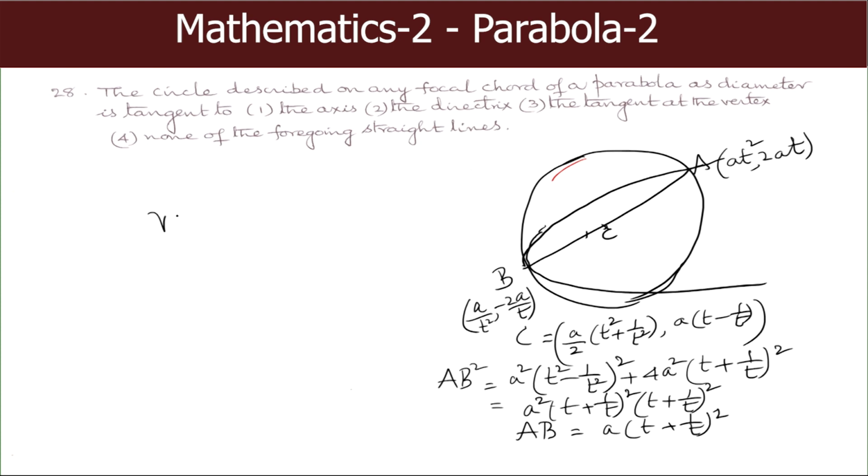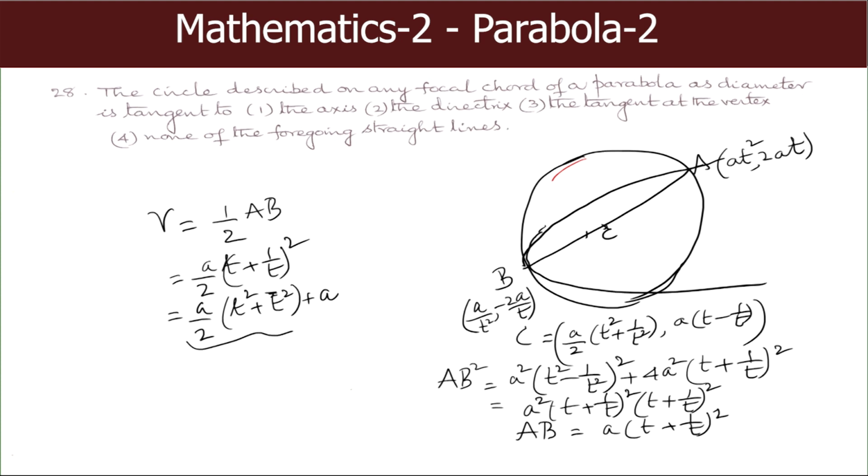So, the radius of the circle is 1/2 of AB, half of the diameter, which is (a/2)(t + 1/t)², or (a/2)(t² + 1/t² + 2), that is (a/2)(t² + 1/t²) plus a. You can see this (a/2)(t² + 1/t²) is the x coordinate of the center, and the radius is that plus a.